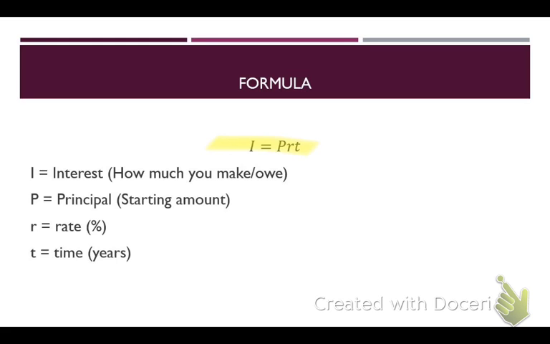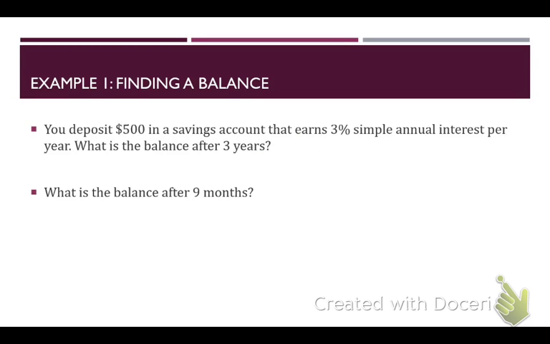Okay, so does everybody have their formula written down from yesterday? All right, we started that yesterday. Okay, so in example 1, we're finding a final balance. Okay, we have 2 scenarios. The first one is that we deposit $500 in a savings account that earns 3% simple annual interest per year, and they ask us what is the balance after 3 years. What is the balance after 3 years?